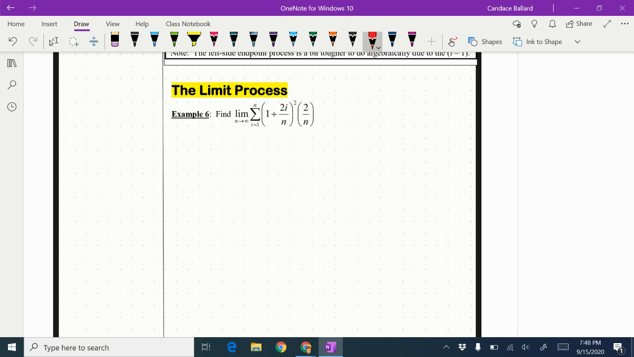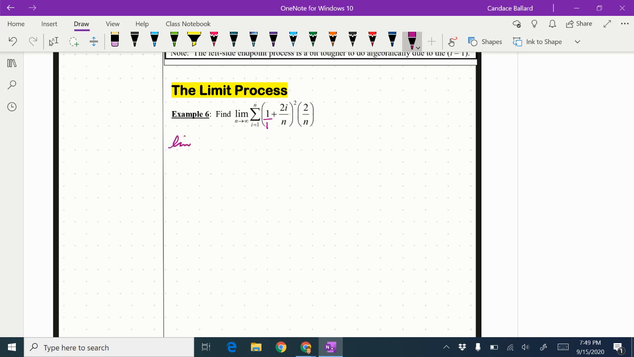So in this example, we're going to do example 6. I'm going to start by getting a common denominator in this first part here because it would make it a lot easier to FOIL out when I have to do that part. So I know if I have 1 over 1, that if I want my common denominator to be n, it would make it an n up there.